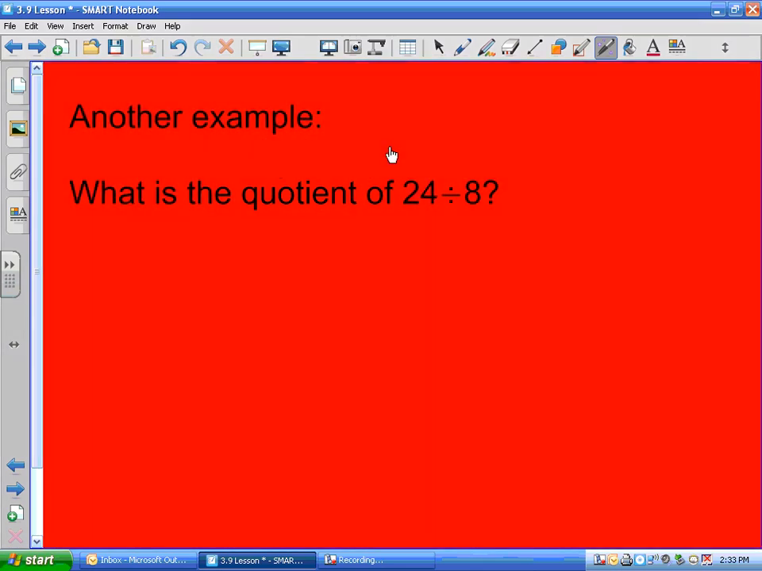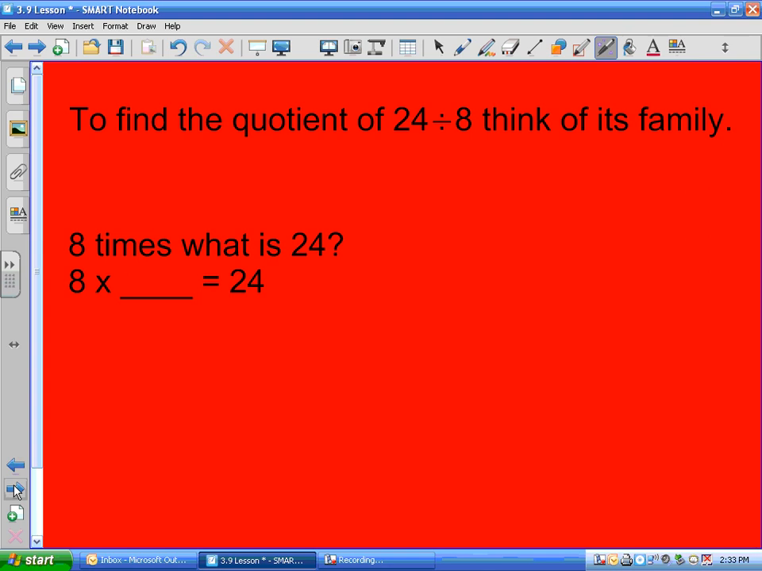So now, take a look at 24 divided by 8. For 8 times what number gives you 24? And I believe, Tyler, you said 3. So 8 times 3 is 24. So there's your family, right? 8 times 3 is 24, so 24 divided by 8 has to be 3. You have to have all those 3 numbers in the family.